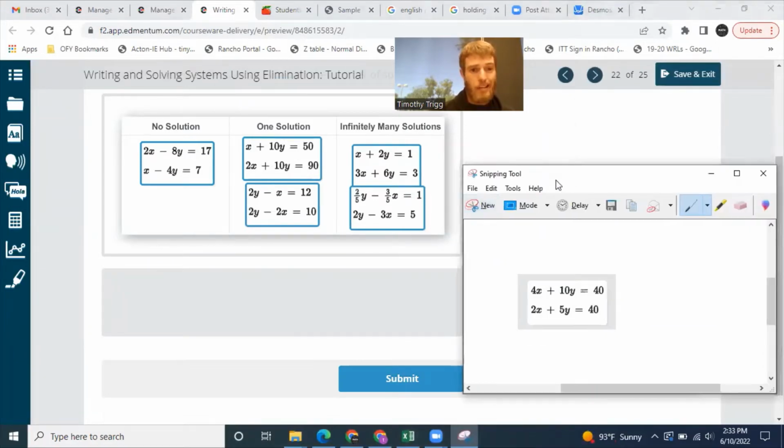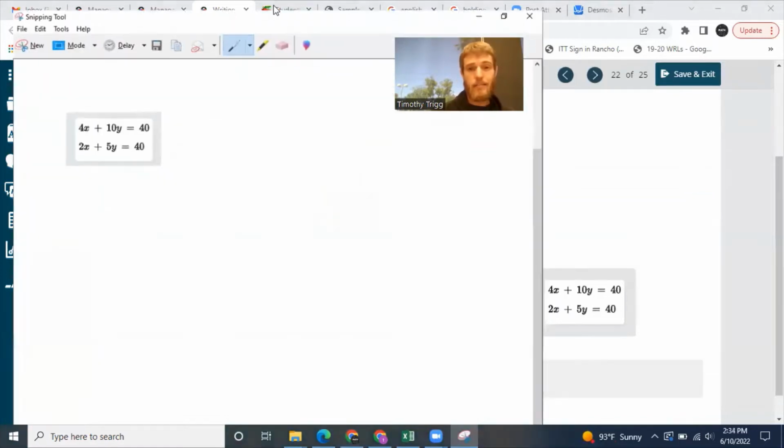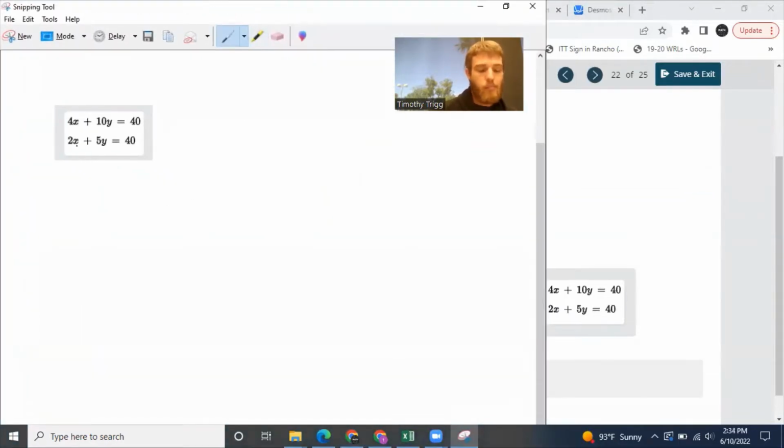Last one, I'm going to go and guess that this has no solution because, well, it's just a guess, but let's go ahead and multiply this one by -2. That way our x's will eliminate. The top equation has no need to change, so 4x plus 10y equals 40. And the bottom equation gets multiplied by -2 across, so -4x minus 10y equals -80.